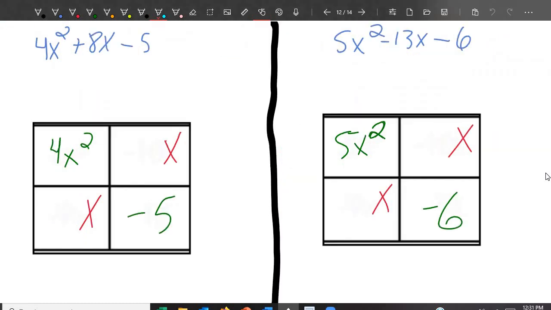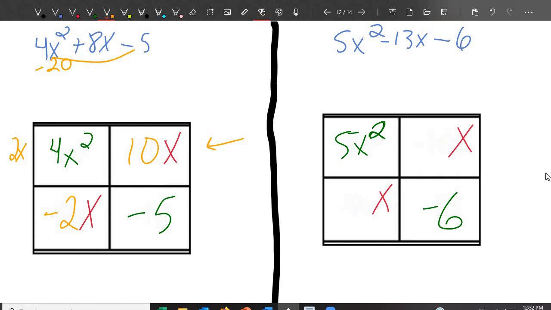Alright, let's do this one. Now, when I multiply the 4 and the negative 5, it gives me negative 20. Now, I've done this earlier with the same problem. The two factors that give me 8 are positive 10 and a negative 2. Now, come over here. We're going to factor out the GCF. Now, they have an x in common, and they're both divisible by 2, so we're going to put 2x on the outside.